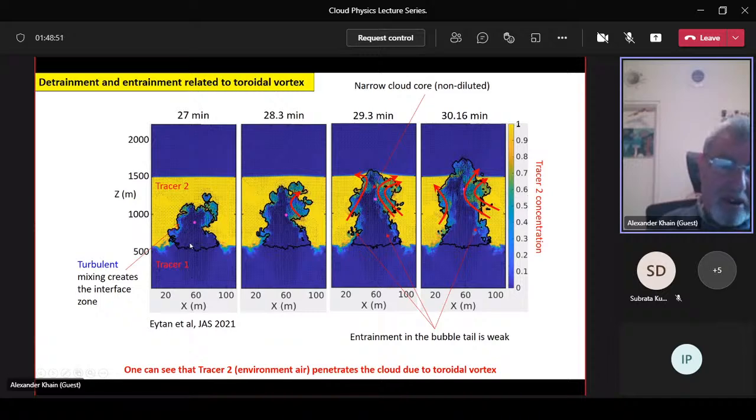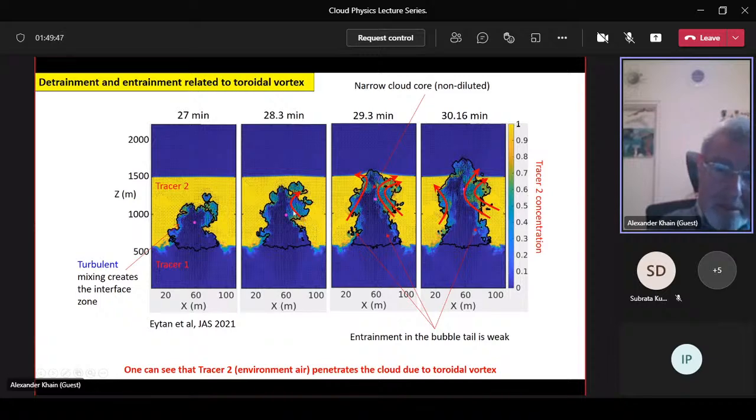And you can see the following. First, at 27 minutes, the cloud is comparatively small, and at the edges we see formation of an interface zone, likely because of the turbulence that I mentioned before. But when the cloud continues developing and growing, we clearly see formation of a toroidal vortex, and because of the toroidal vortex, we see entrainment of tracer inside. You do not see any more blue, but it's yellow.